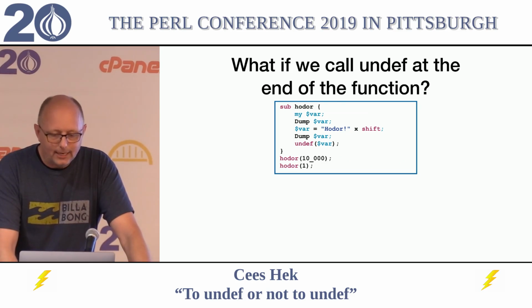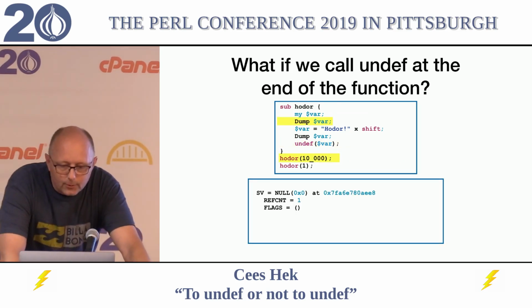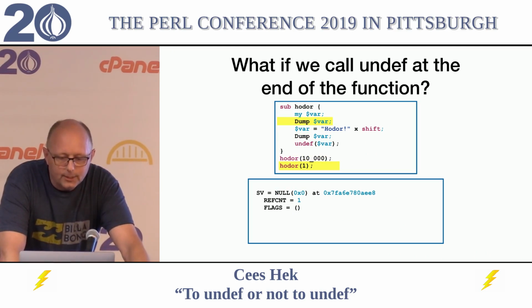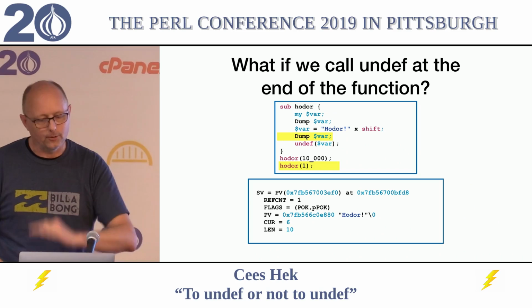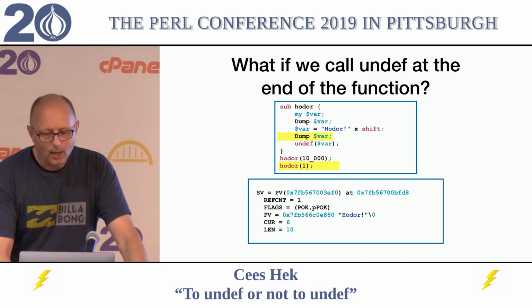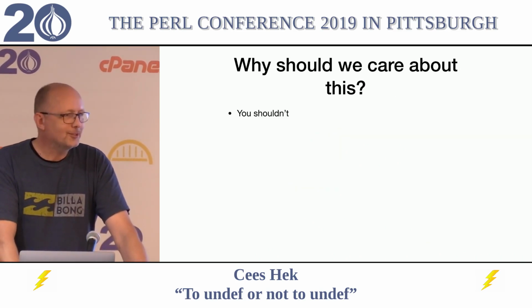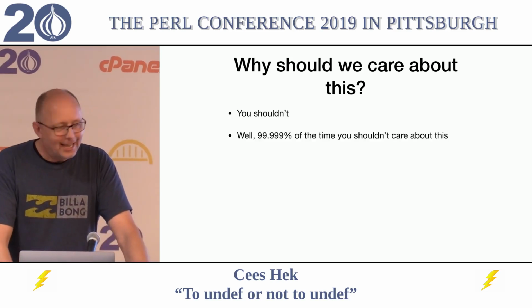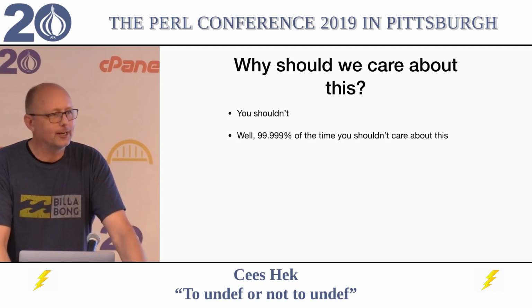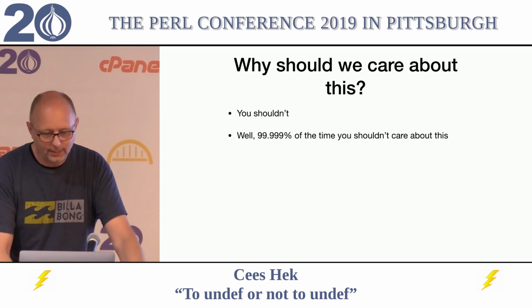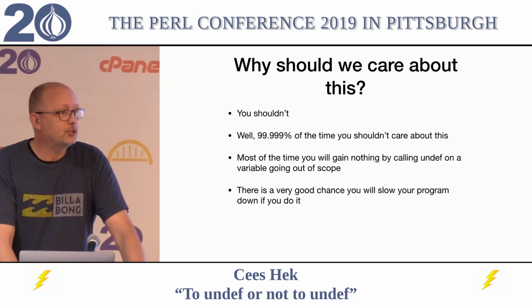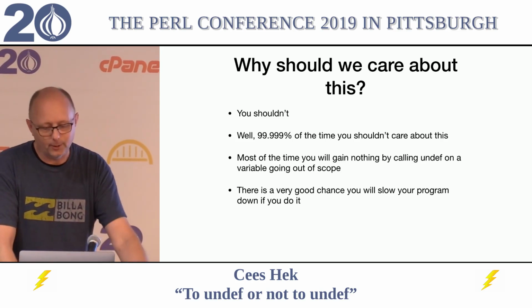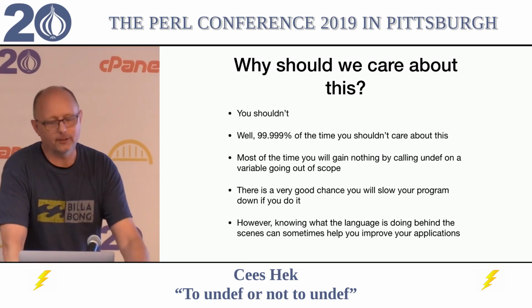We could call undef at the end of the function, and if I skim through this quickly, the second time through, you can see now it has a new PV and we have a bit of data. So you can clear that value. Why should you care about this? Well, honestly, you shouldn't, because Perl is doing this for a reason. 99.999% of the time you really don't want to do anything different because Perl knows what it's doing. You won't gain much by doing this, and there's a very good chance if you undef all over the place, you're going to slow down your program. But it's nice to know what's going on under the hood.